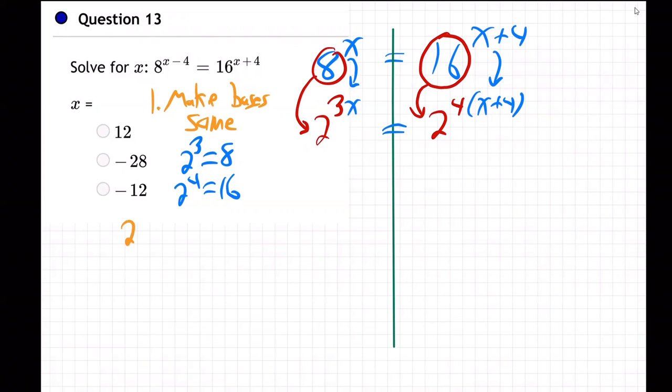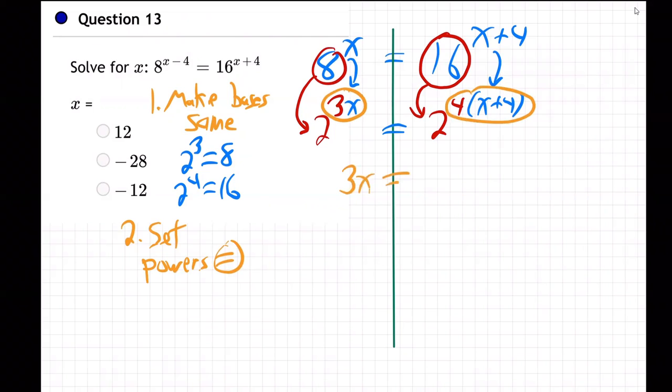Step number 2, set the powers equal. So I can say this power and this power must be equal, right? Because once you've made the bases the same, if 2 to one of them is equaling 2 to the other, those powers have to be the same, or 2 to the one of them wouldn't equal 2 to the other if they were different powers, right? And so you know how to solve this, right? Distribute 4x plus 16.